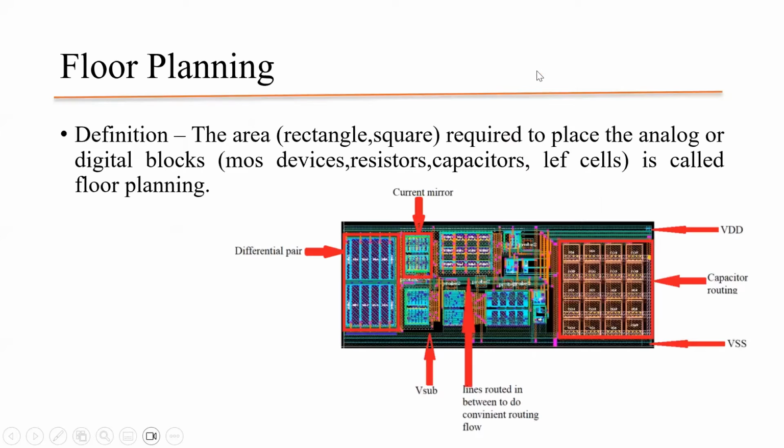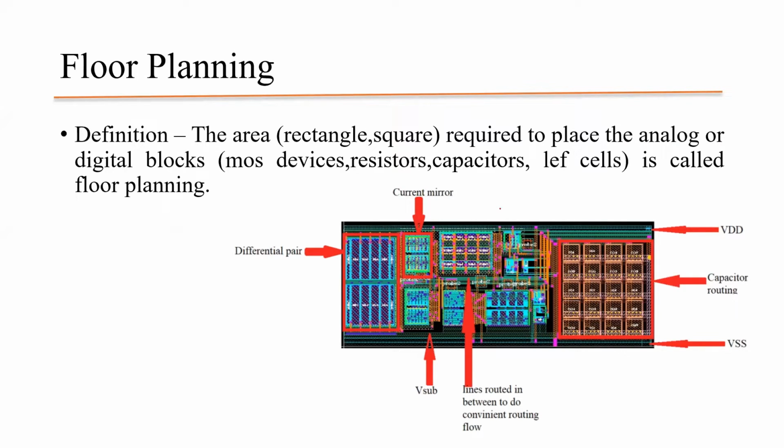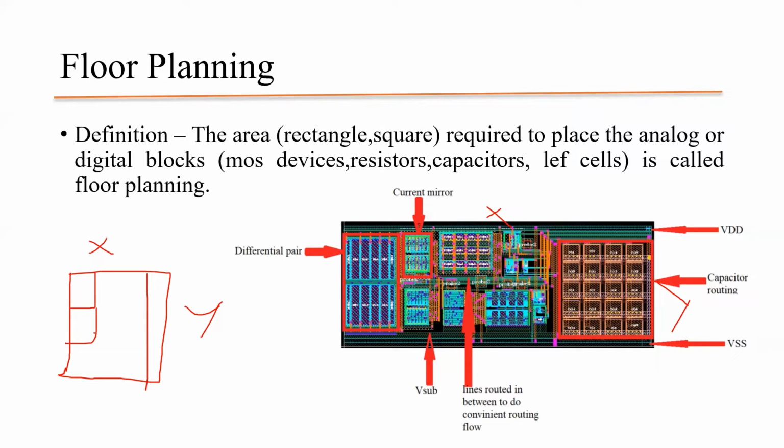The definition of the floor plan is the area required to place the analog block. Suppose this is an area, X by Y, and in this area we need to place this, one differential block. Suppose you get a piece of land of X by Y square feet, and you need to put three bedrooms, one kitchen, one hall, dining, and all sorts of requirements of your home. How do you build your home? You have to plan according to this area. That's the same concept we follow in the floor plan.